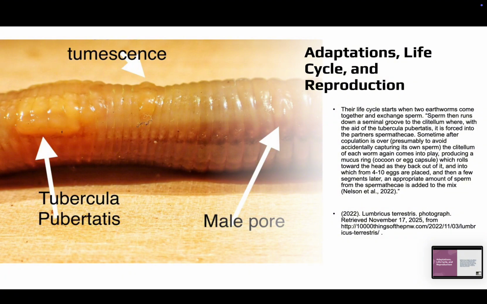Sometime after copulation is over, presumably to avoid accidentally capturing its own sperm, the clitellum of each worm again comes into play, producing a mucus ring, a cocoon, or egg capsule, which rolls toward the head as they back out of it, and into which from 4 to 10 eggs are placed. And then a few segments later, an appropriate amount of sperm from the spermathecae is added to the mix.